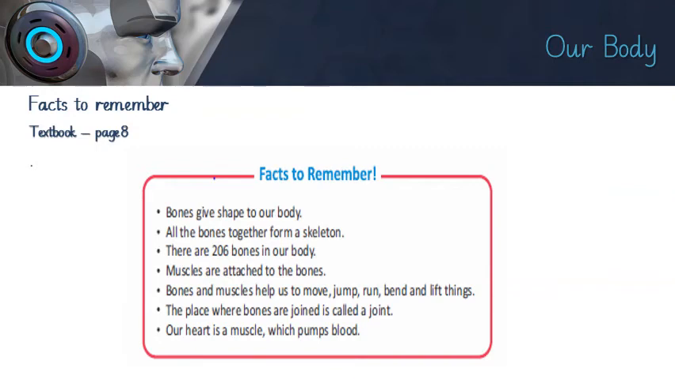Muscles are attached to the bones. Bones and muscles help us to move, jump, run, bend, and lift things. The place where bones are joined is called a joint. Our heart is a muscle which pumps blood. These are the main points of the whole chapter, and children, it is very important to remember all these points.